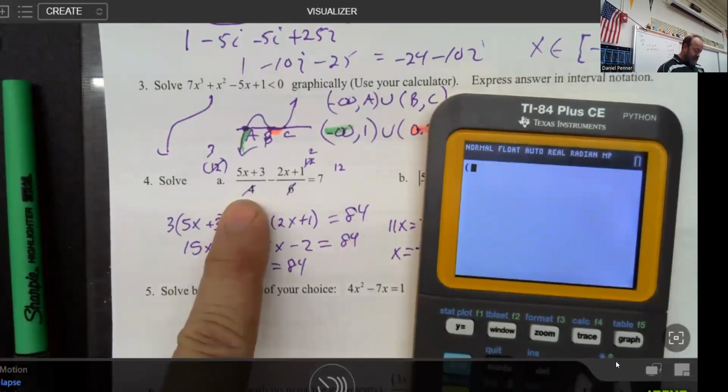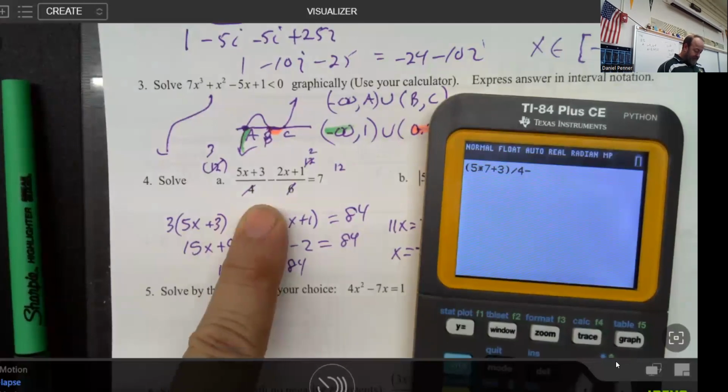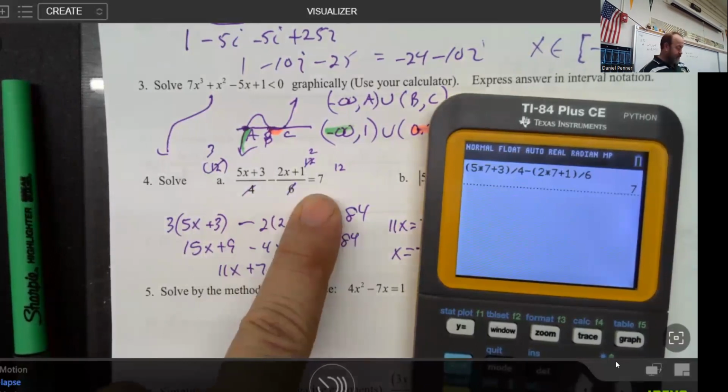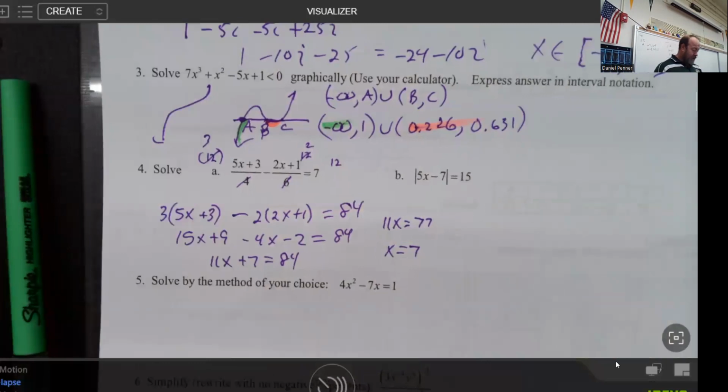So let's go 5 times 7 plus 3 divided by 4 minus 2 times 7 plus 1 divided by 6. And what do you know? I did get the answer 7. That was a little surprising. I was thinking it was going to be kind of an ugly answer.